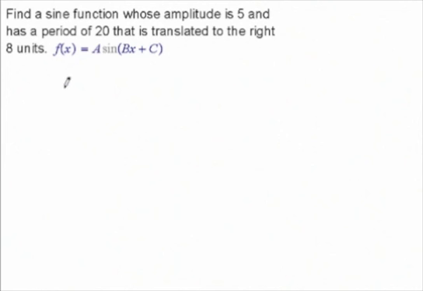Alright. So let's start off with the easiest one, the amplitude of 5. I know for sure that A is going to equal 5 because that number that sits in front of the sine is the amplitude. The absolute value of it is the amplitude.